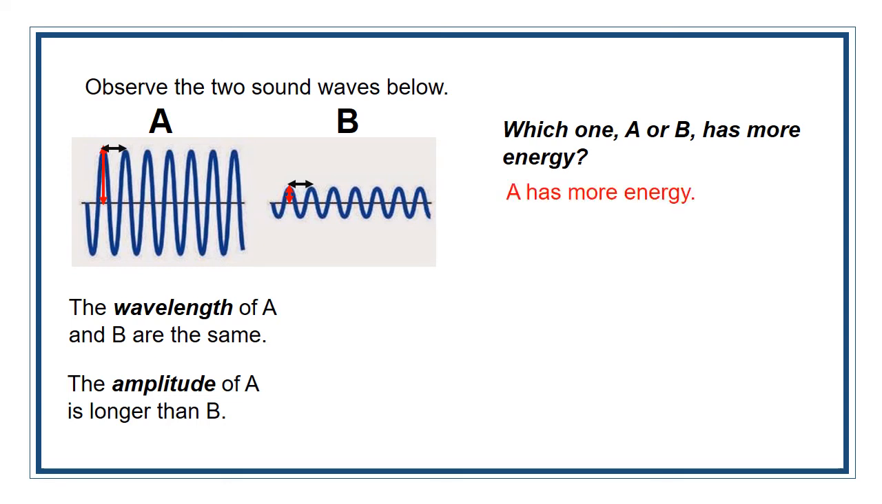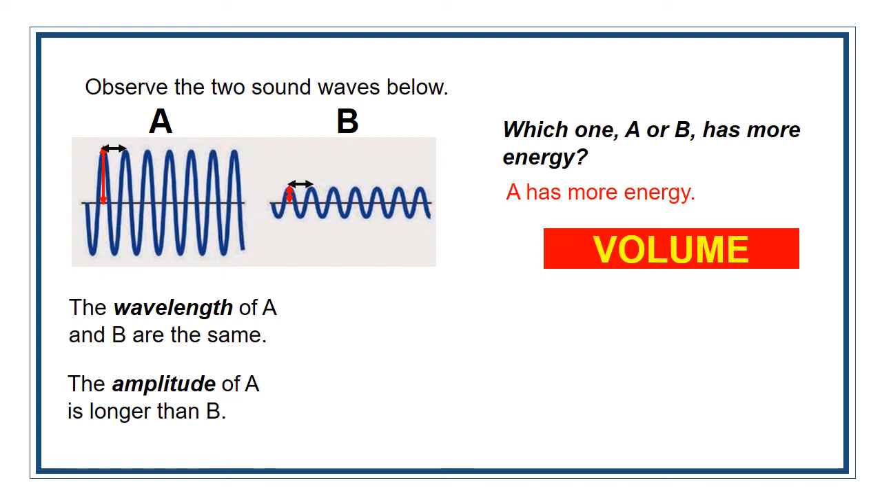The answer is A has more energy. What do you think is the reason why A has more energy? Because it had longer amplitude. So that means it will have more energy. And if we are talking about the energy of the sound, then we are referring to how loud the sound is, right? And the word that refers to the loudness of the sound is known as volume.